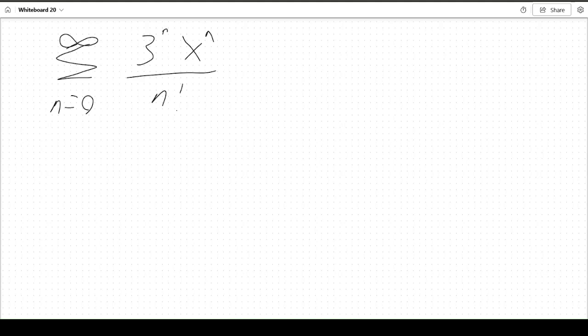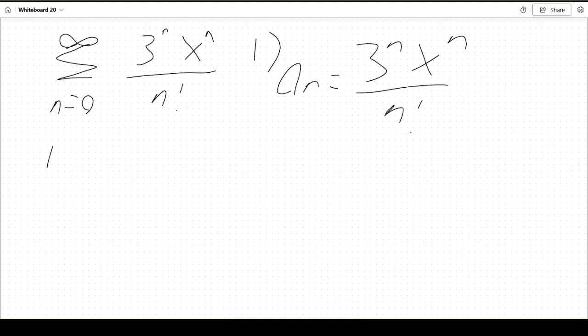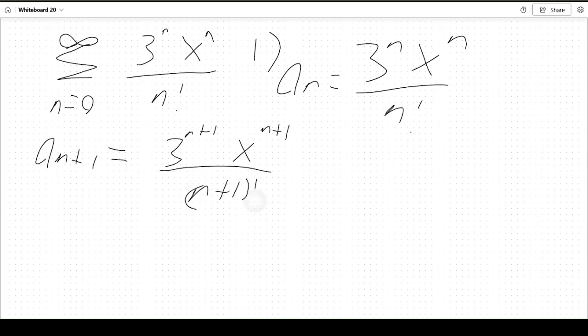And right off the bat, it looks similar to the ratio test. You've got the n factorial here, the exclamation point basically. First of all, we're going to rewrite this as a_n, and we're going to write a_(n+1), and we're going to distribute the exponents.